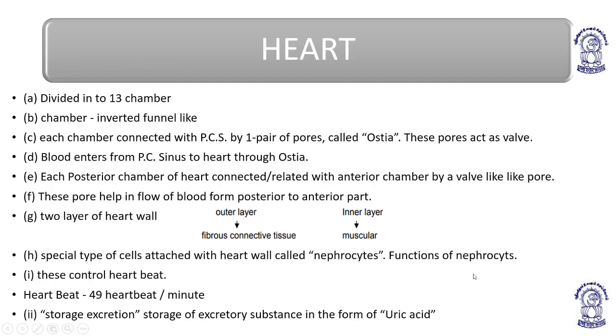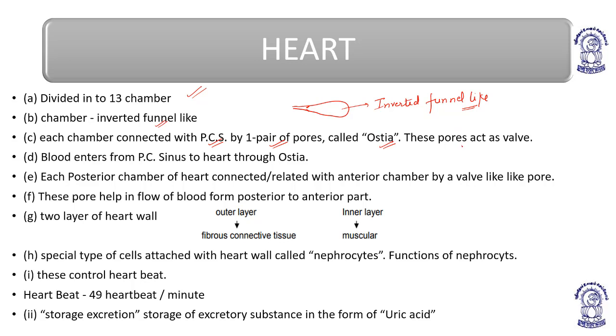Now coming to the next, the heart. The heart is divided into 13 chambers. They are inverted funnel like, and they have valves. Each chamber is connected with the pericardial sinus by one pair of pores called ostia.